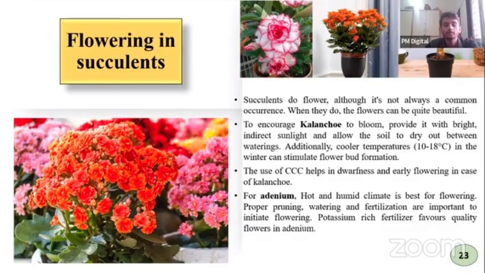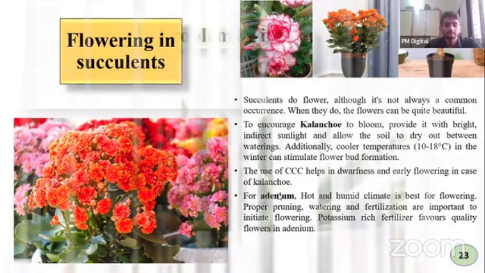For Adenium, hot and humid climate is best for flowering, along with proper pruning, watering, and fertilizer. Practically, I also noticed that Adenium likes a potassium-rich fertilizer. So banana peel is best for flowering in succulents, which helps for better nutrition supply.